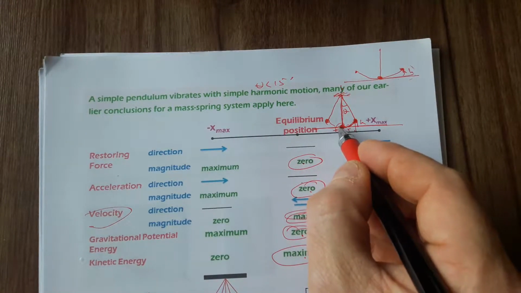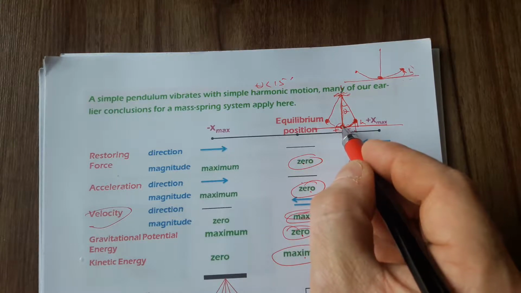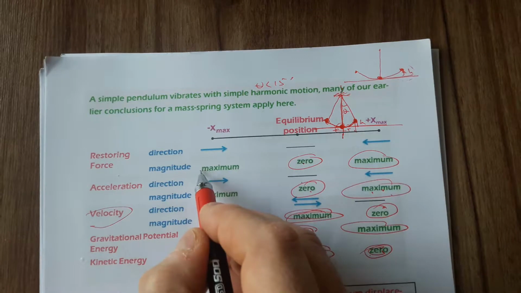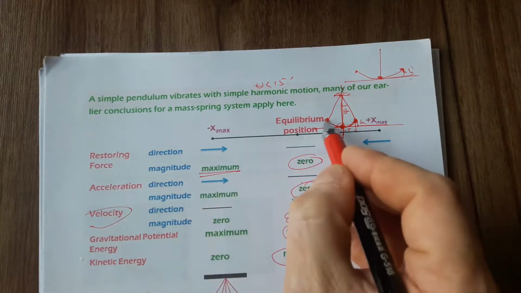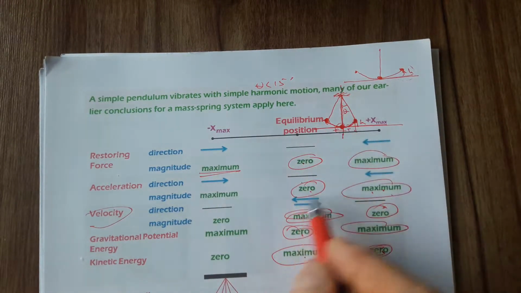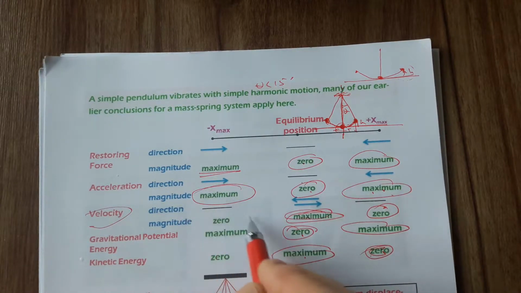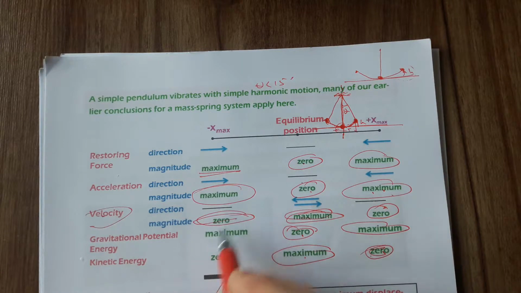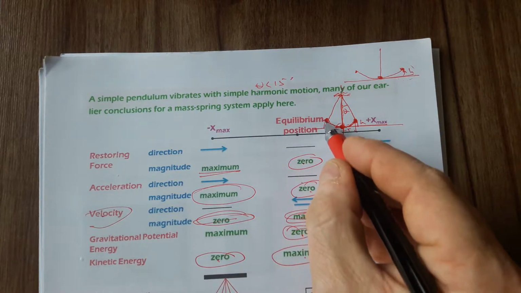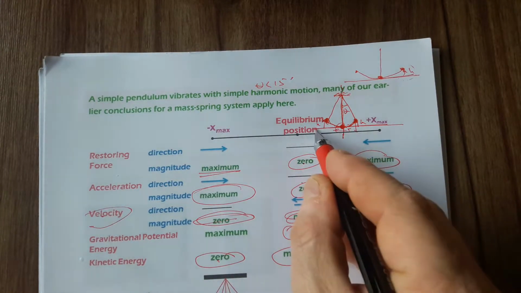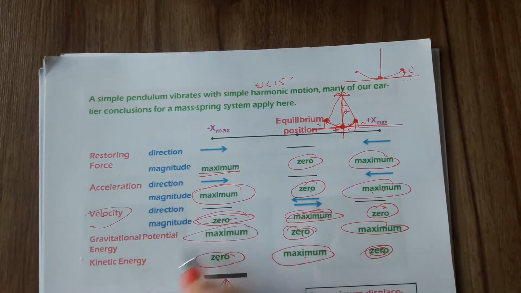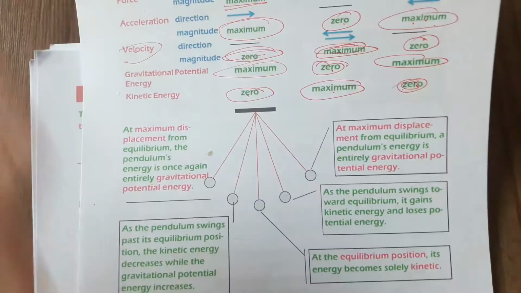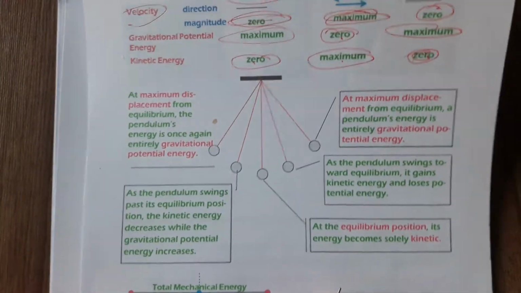Then the pendulum starts to rise up again. As it rises, of course, the restoring force increases and becomes maximum at maximum displacement from the equilibrium position. So acceleration becomes maximum because the object stops, and velocity becomes zero. If velocity is zero, kinetic energy is zero. Because the object has risen to the maximum height from the zero level, gravitational potential energy becomes maximum. So we can basically summarize all these cases.